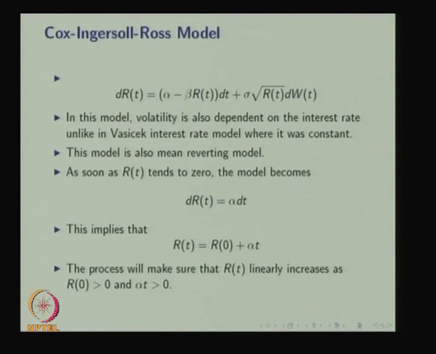As soon as R t tends to 0, the model becomes dR t equals alpha times dt. This implies that if you solve this equation, you will get R of t equals R of 0 plus alpha t. That means this process will make sure that R of t increases linearly, as R of 0 is greater than 0 and alpha times t is greater than 0. So this is the observation as R t tends to 0.